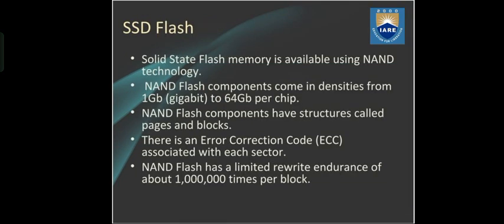SSD flash. Solid state flash memory is available using NAND technology. NAND flash components come in densities from 1 GB to 64 GB per chip. NAND flash components have structures called pages and blocks. There is an error correction code, ECC, associated with each sector. NAND flash has limited read-write endurance of about 1 million times per block.